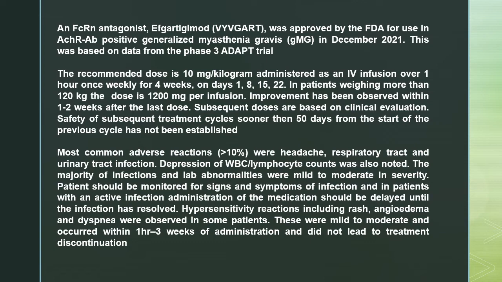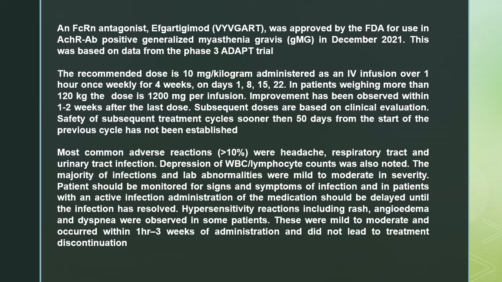The recommended dose is 10 milligrams per kilogram administered as an IV infusion over 1 hour, once weekly for 4 weeks on days 1, 8, 15, and 22. In patients weighing more than 120 kilograms, the dose is 1200 milligrams per infusion. Improvement has been observed within 1 to 2 weeks after the last dose. Subsequent doses are based on clinical evaluation. Safety of subsequent treatment cycles sooner than 50 days from the start of the previous cycle has not been established.